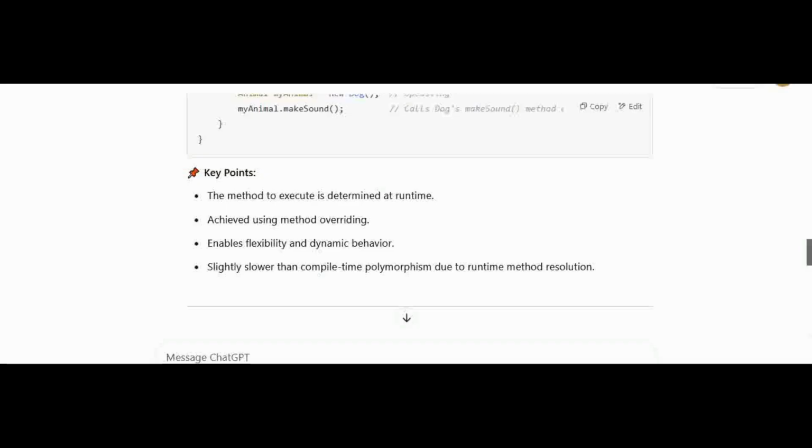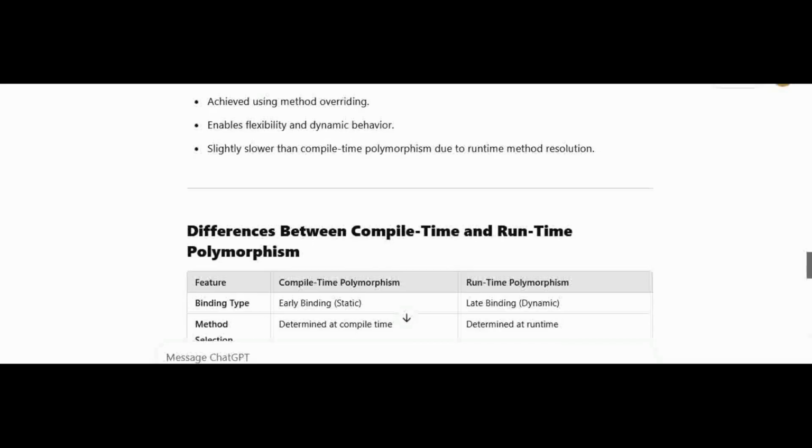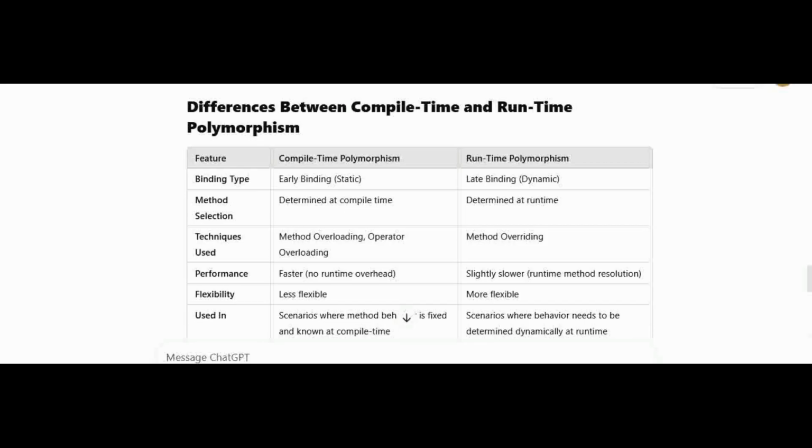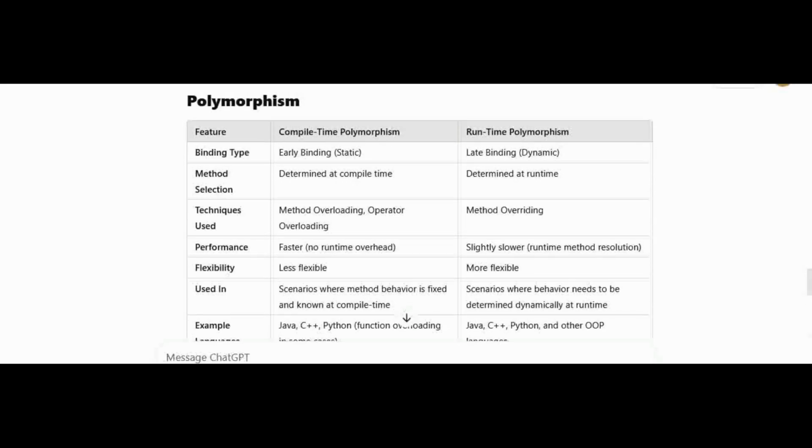Now let's look at the difference between compile time and runtime polymorphism. We have the feature, compile time polymorphism, and runtime polymorphism. Under binding, compile time has early binding, also known as static, while runtime polymorphism has late binding, also known as dynamic. Let's look at method selection. Compile time is determined at compile time, while runtime polymorphism is determined at runtime.